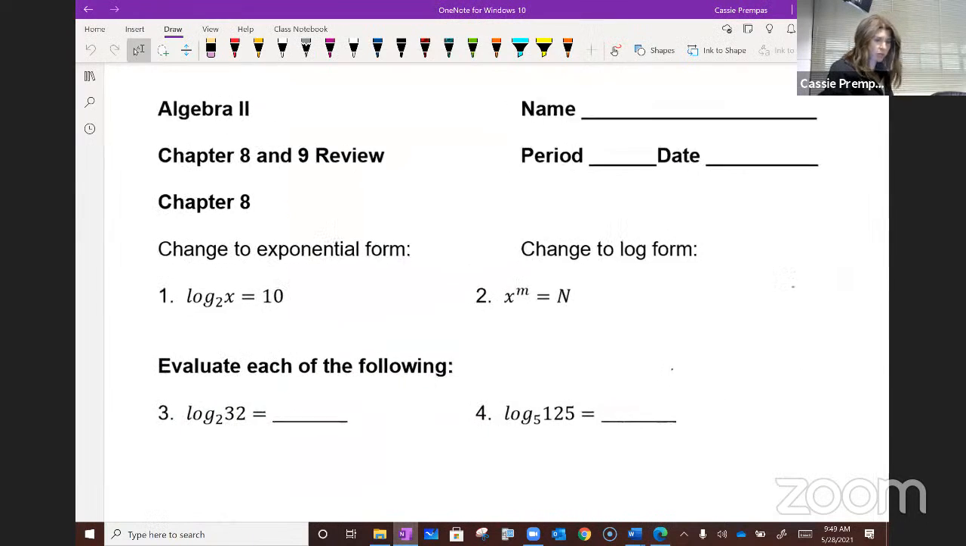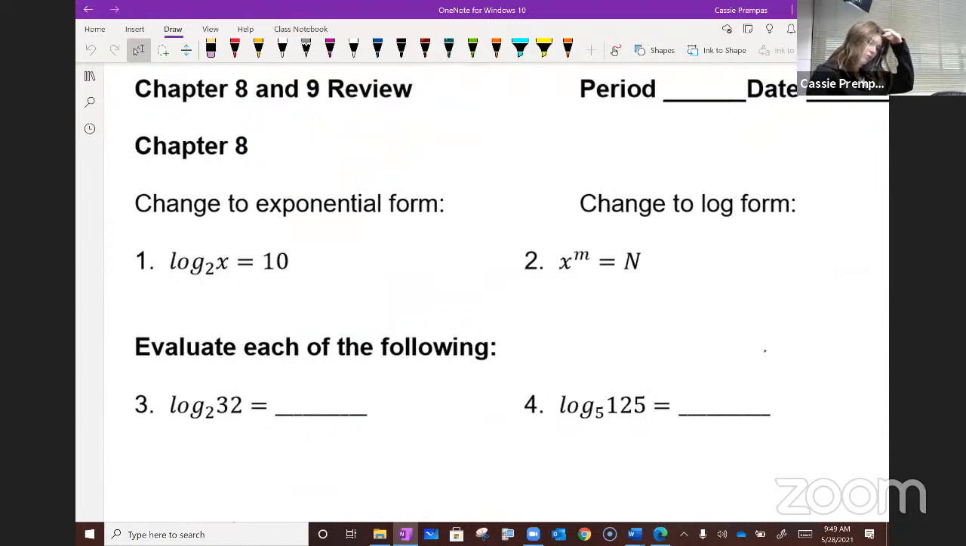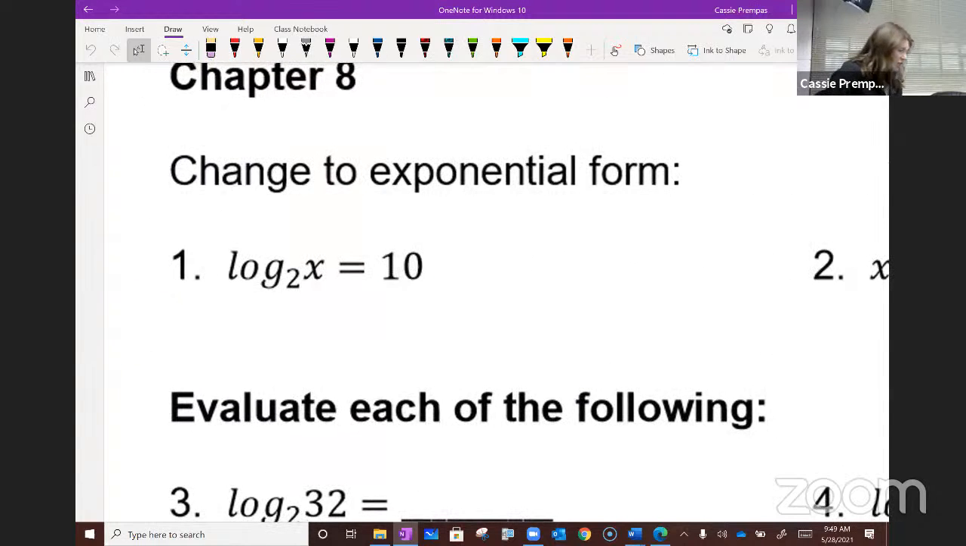All right, ladies and gentlemen, let's go ahead and jump into reviewing Chapter 8. Chapter 8 was working with logarithms and exponential form. Let's see if we can remember number 1. Change the following to exponential form.